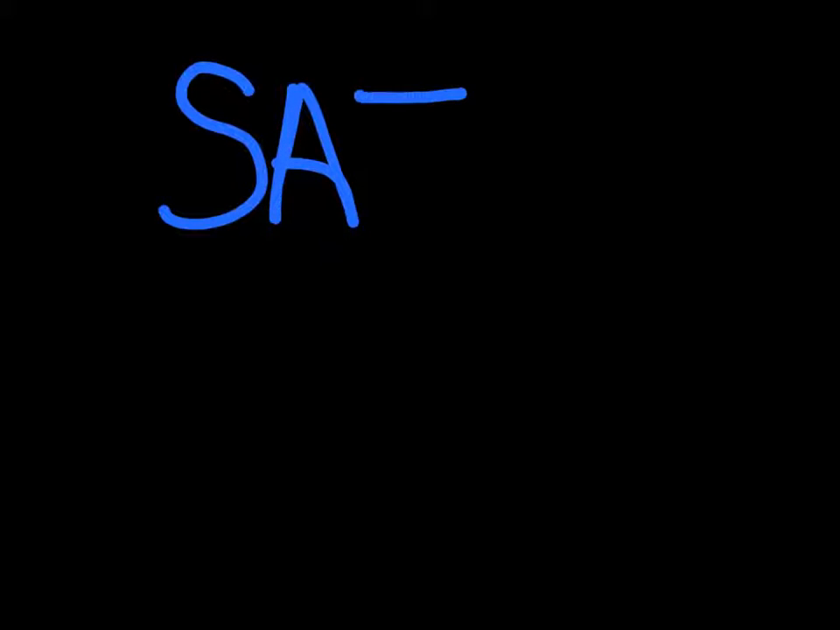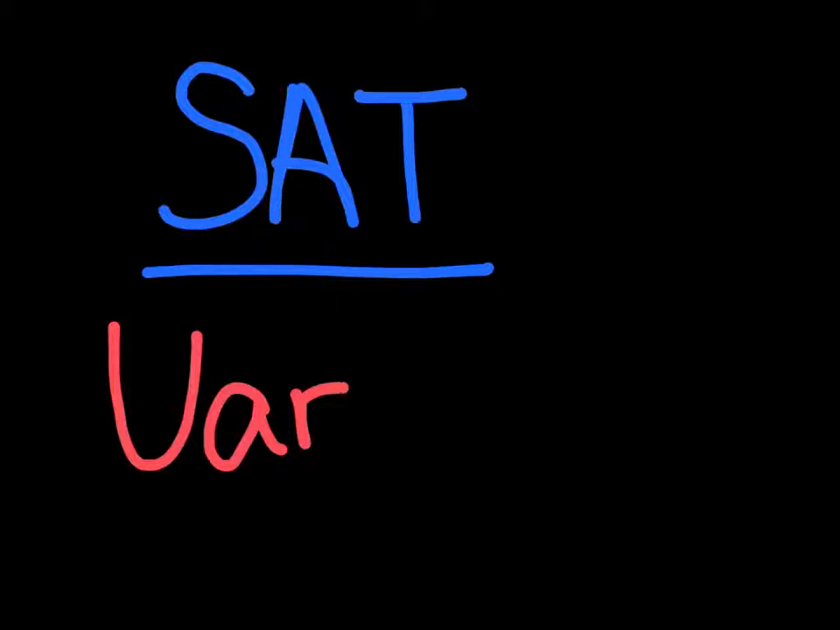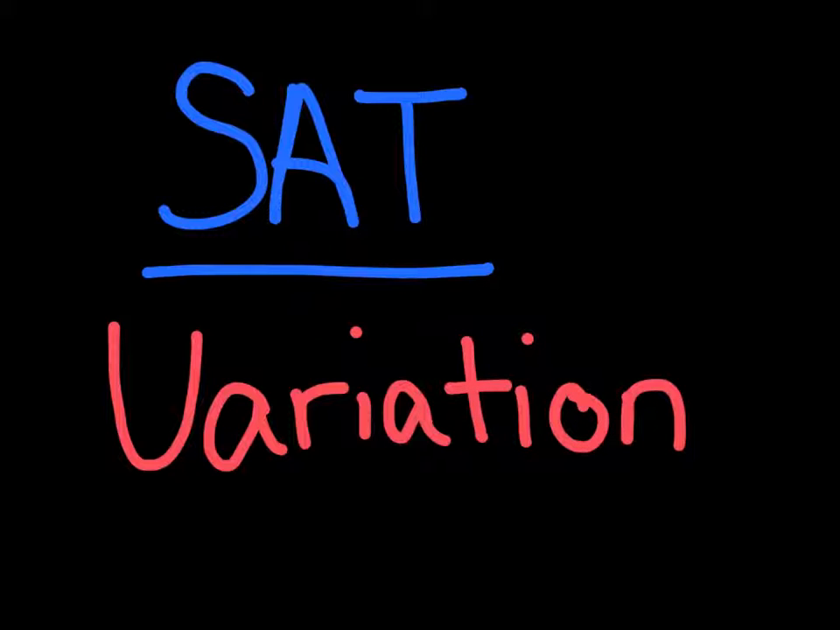What's up, everyone? So today we're going to do SAT math, and our topic is going to be variation. There are two different types of variation. One of them is direct variation and the second is indirect variation. In this video we're going to cover both of those. Alright, so let's get started.